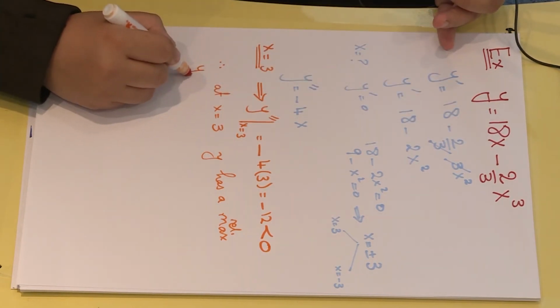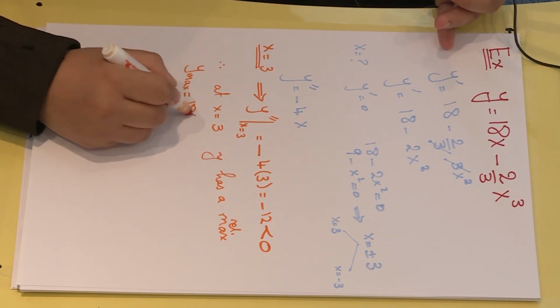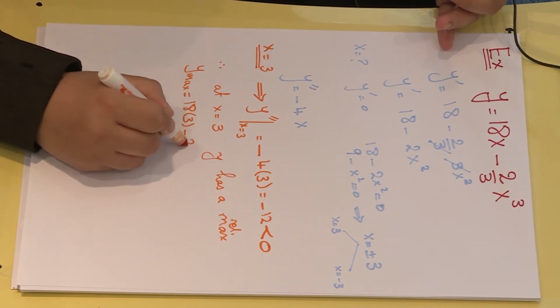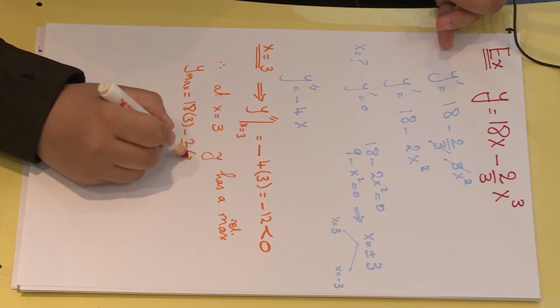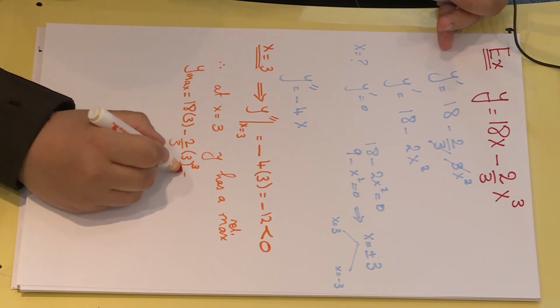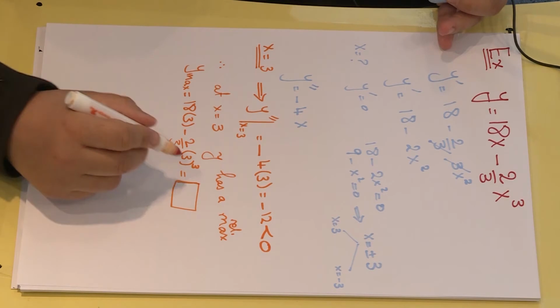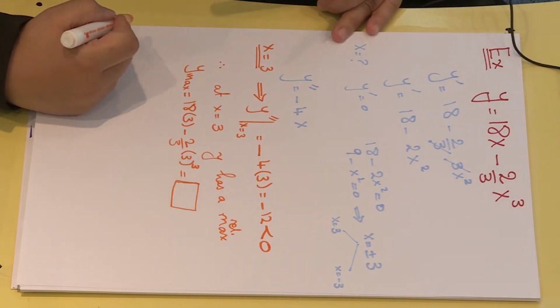So y maximum equals 18 times 3 minus 2 over 3 times 3 cubed, and with a little bit of calculation you can find the maximum value. Okay, go ahead and calculate it.